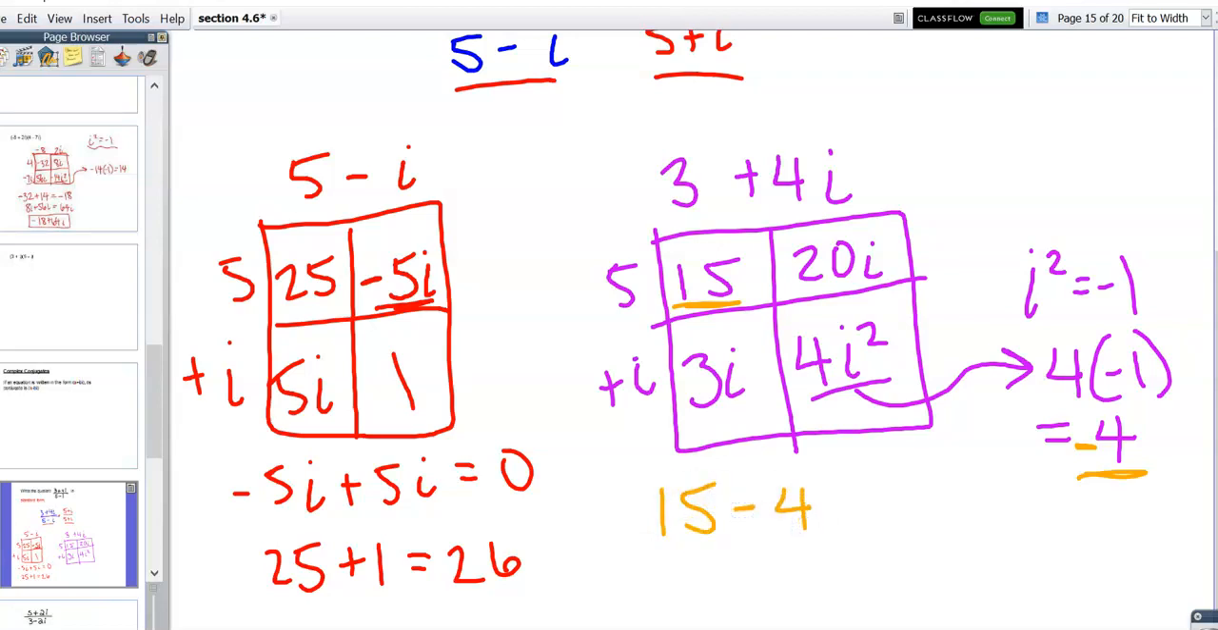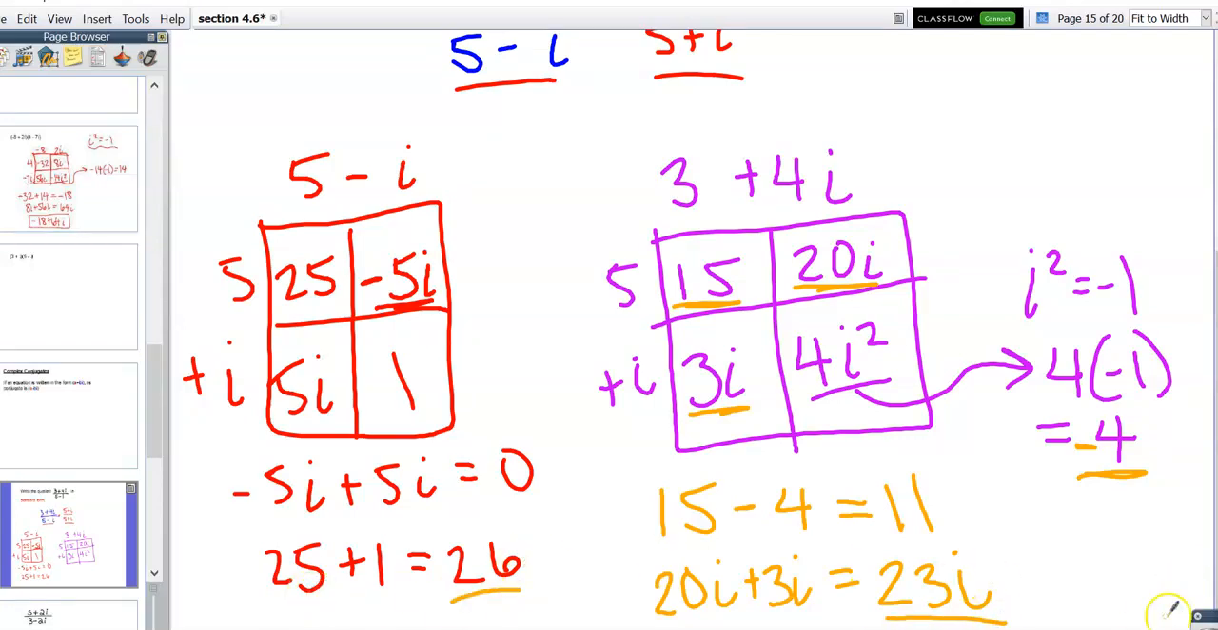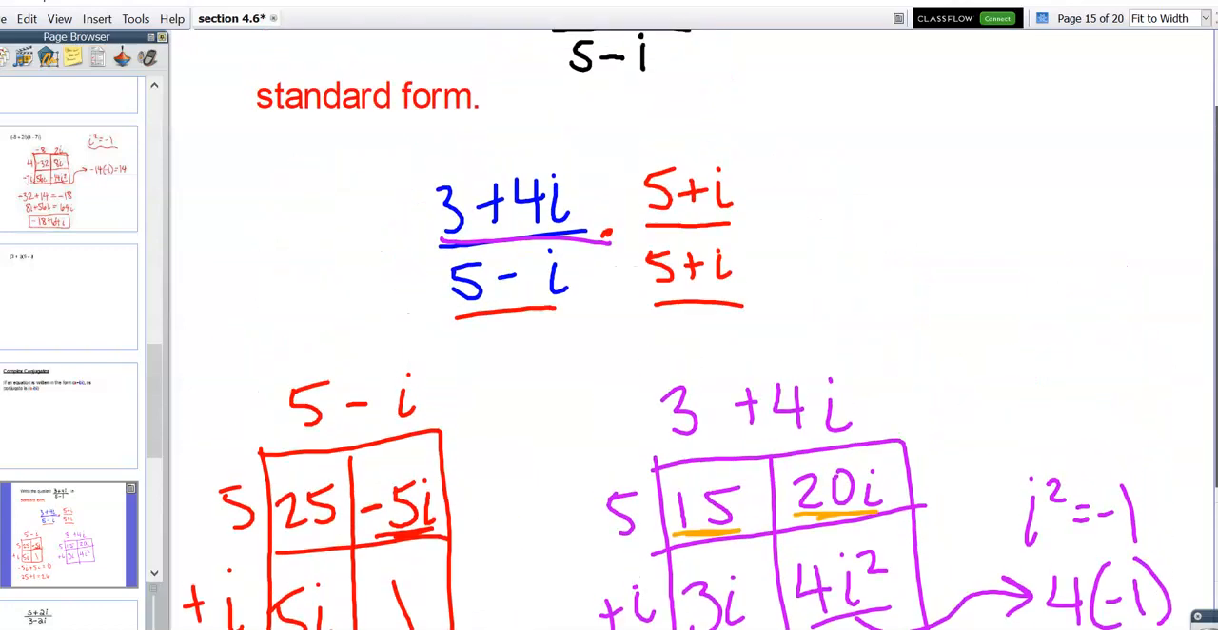Add the rational numbers together. So 15 plus negative 4, or minus 4, equals 11. 20i plus 3i, just add the coefficients. That equals 23i. And the last step, let's not forget to answer the question. 23i is the imaginary part of the numerator, 26 is the denominator. So the final answer is 11 plus 23i over 26.